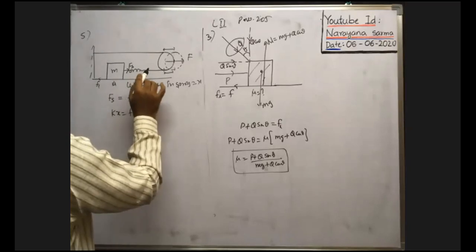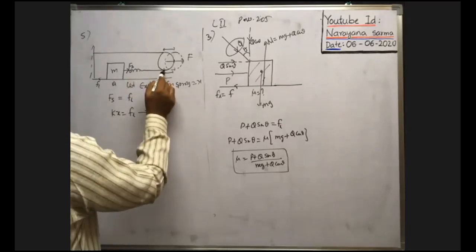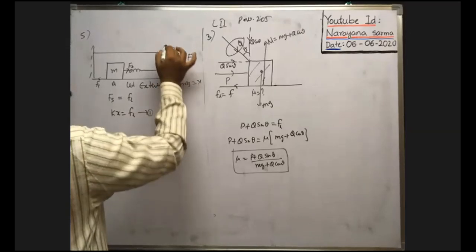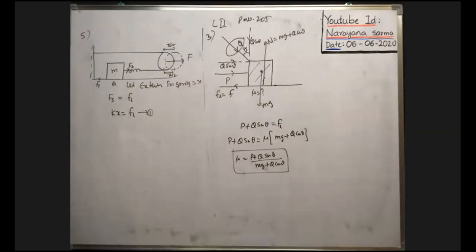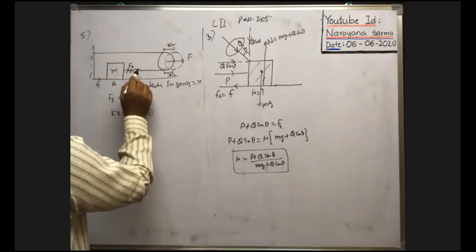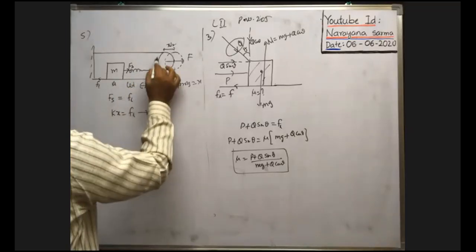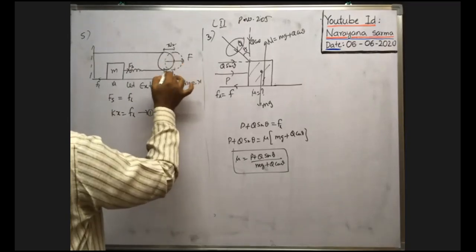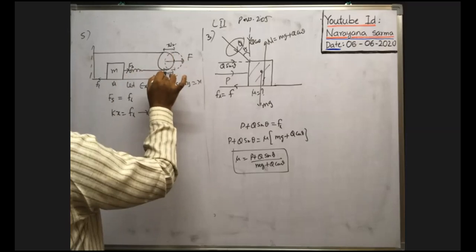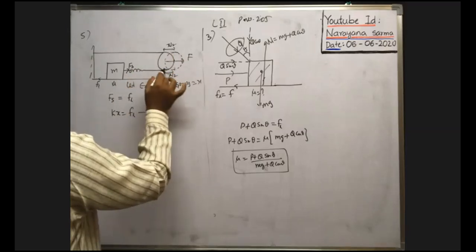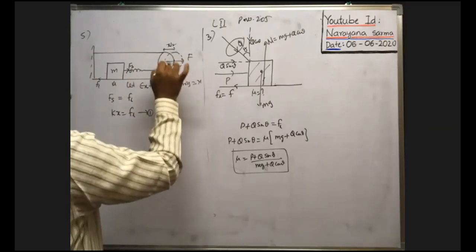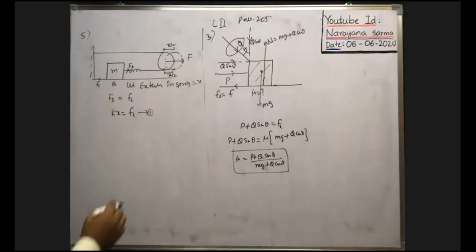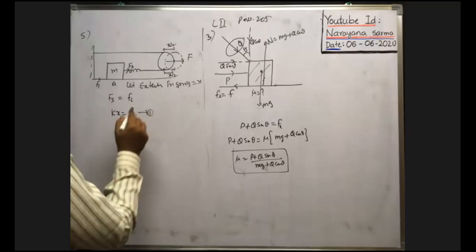Whenever the extension of the spring is X, that X is distributed over this length and this length. That's why this length must be equal to X by 2. When the pulley displaces, this part of the string is increased because of the extension of the spring only. That's why the extension is distributed equally over the two lengths, so the displacement of the pulley is X by 2. Okay, now what is here? This is equation 1.